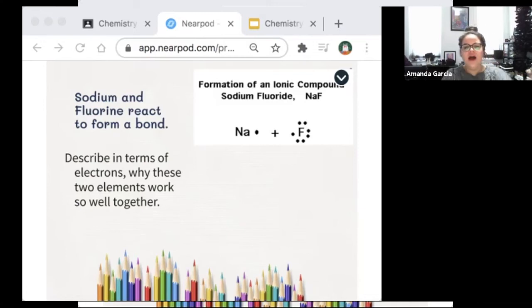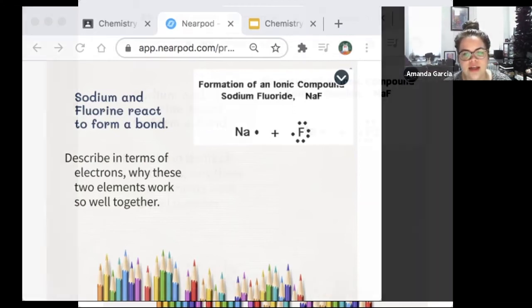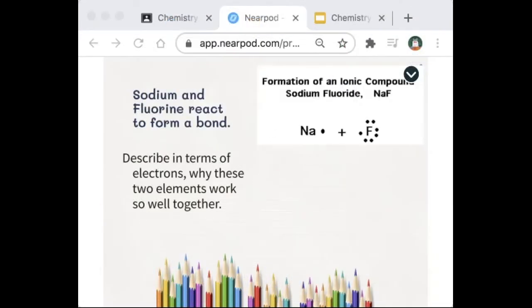All right. Good. Before I read the answers in the chat, Karma, you raised your hand. So go ahead. Why do you think these guys work so well together? To fulfill the octet rule. Sodium loses an electron, and then that electron is given over to fluorine, so that they both fulfill the octet rule. Good. Anybody else want to speak your answer? If not, I'll read some from the chat.